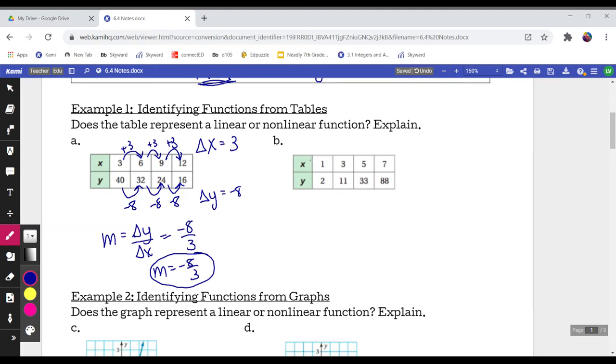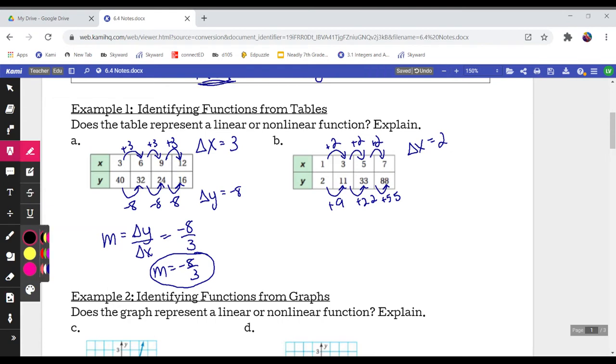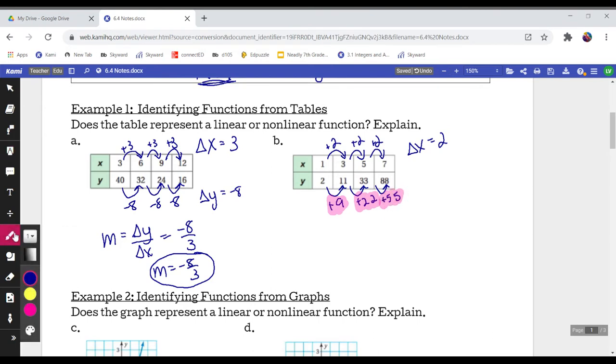Letter B. Finding my x values, to get from 1 to 3, I add 2. 2 to 5, I add 2. 5 to 7, I add 2. So far this is linear because it has a change in x values of 2. My y values go from 2 to 11, so I'm adding 9. 11 to 33, I add 22. 33 to 88, I add 55. This does not have a constant rate of change. Adding 9, adding 22, and adding 55 are not the same values.